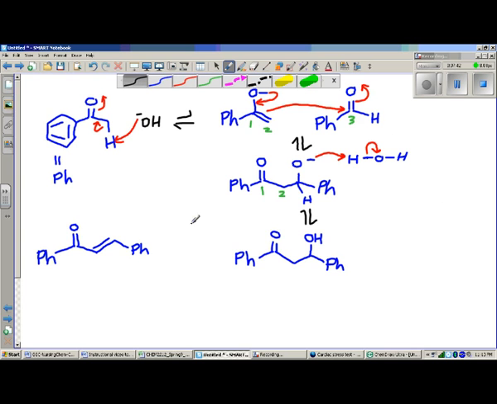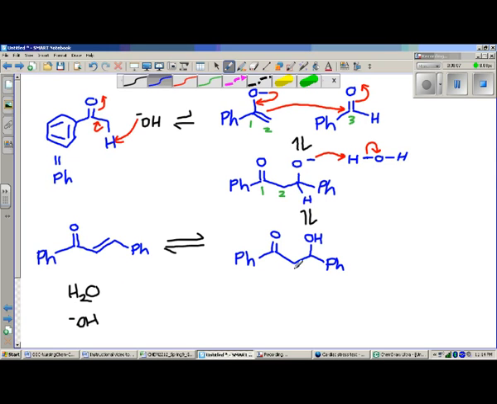So somehow we have to go from here to here and generate some water in the process. So, how might we do that? Well, let's see what we can do. And also bear in mind we are going to be regenerating our OH minus catalyst, so the reaction can just start all over again.